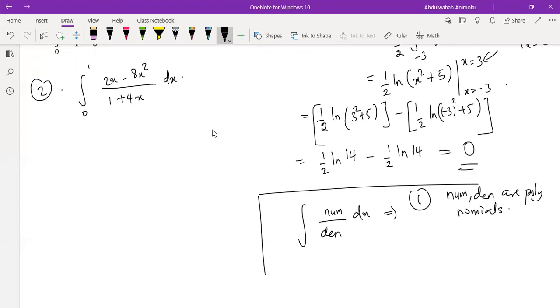Okay. So the first thing that you need to check is if the degree of the numerator is less than the degree of the denominator. Now, if this happens, the first thing I should try is what? Substitution.